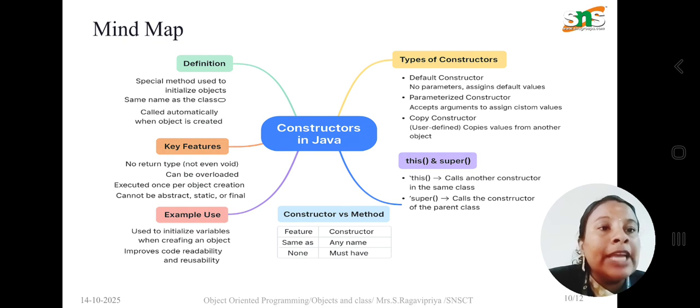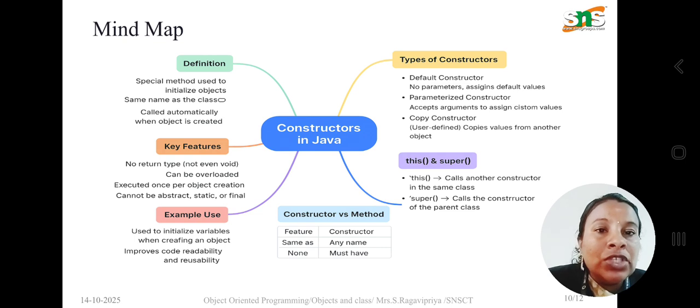Next, types of constructors. We have seen three types of constructors. One is the default constructor. It has no arguments and assigns default values. The second one is the parameterized constructor. It accepts arguments to assign custom values. The third type is the copy constructor. It is a user defined constructor which copies values from another object.